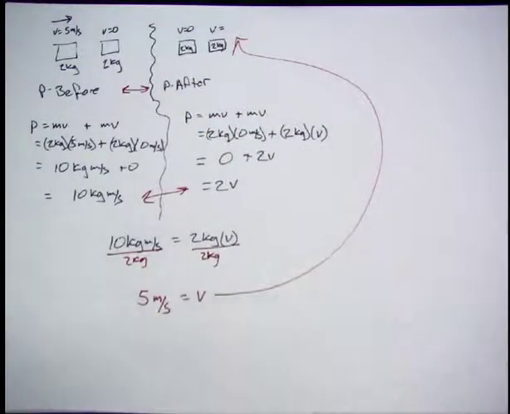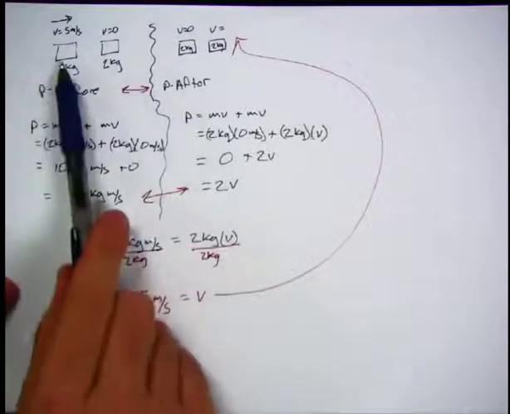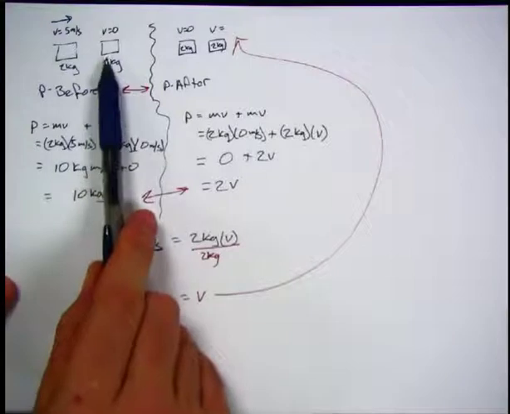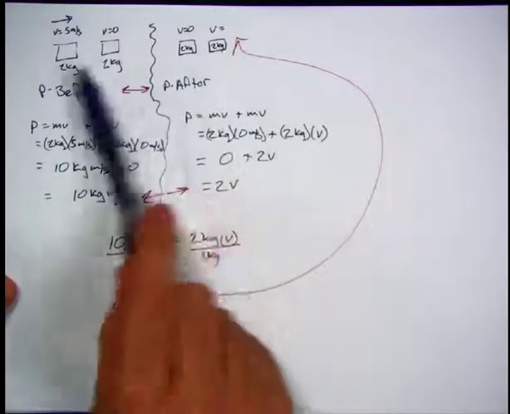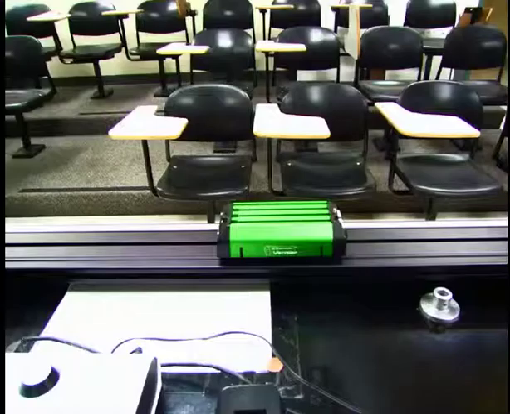And again, we can compare. In this case, the masses were equal. The initial cart came in at 5 meters per second. The second cart was stopped. First cart stopped, second cart left at 5 meters per second. All the momentum was transferred.